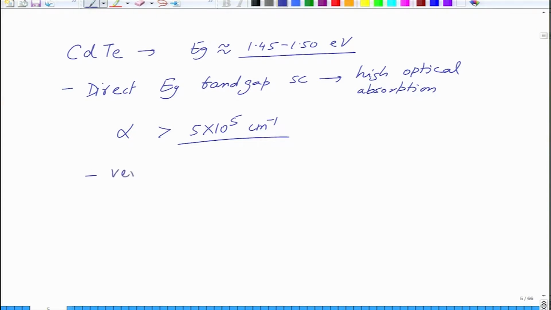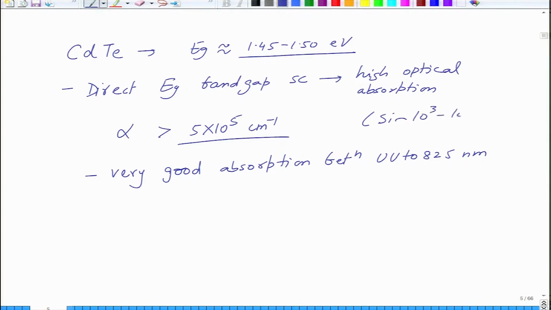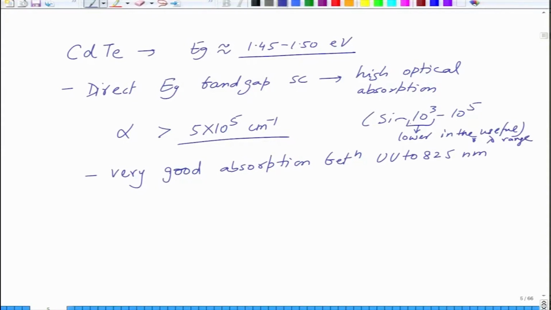It has very good absorption between UV and about 825 nanometer. Excellent light absorption in this range. Let me also give you a value for silicon. Silicon has absorption coefficients that vary from 10^3 to 10^5, but in the useful energy range it has a lower absorption coefficient. Of course, it increases for the shorter wavelengths, but most of the solar spectrum lies in the visible and IR. As a result, in that range the absorption is lower. So it is lower in the useful wavelength range.